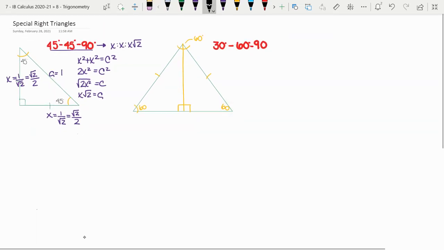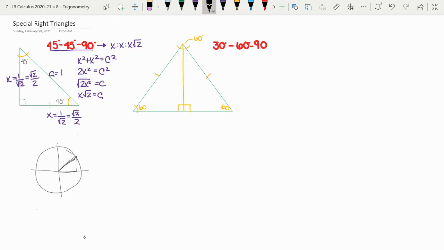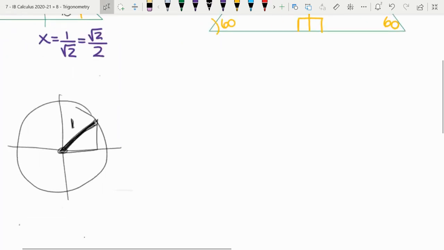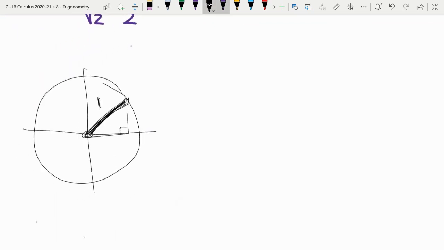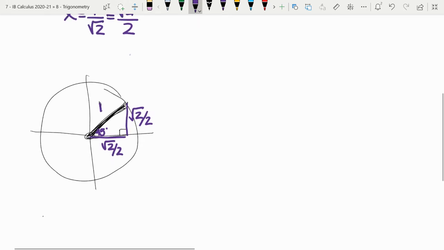This connects to my unit circle. So remember that when we're thinking about a unit circle, the radius of this unit circle is 1. It happens to do with this right triangle. So if I say I have a 45-degree angle here with a radius of 1, I know the side lengths would be rad 2 over 2 and rad 2 over 2, using that information I just gave us above. So this is good for a couple of reasons.